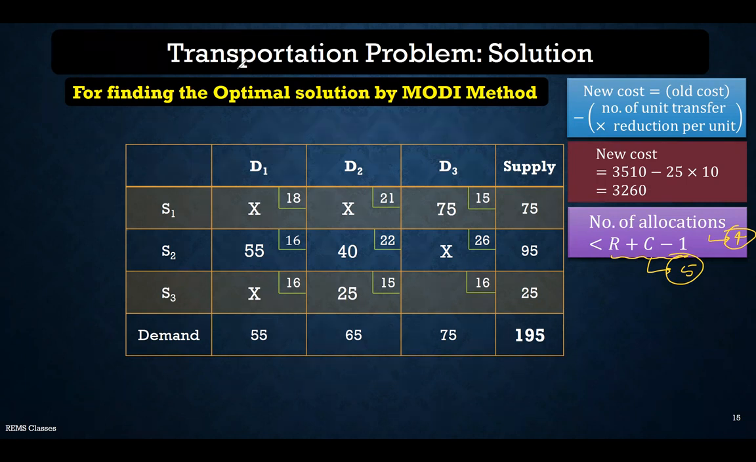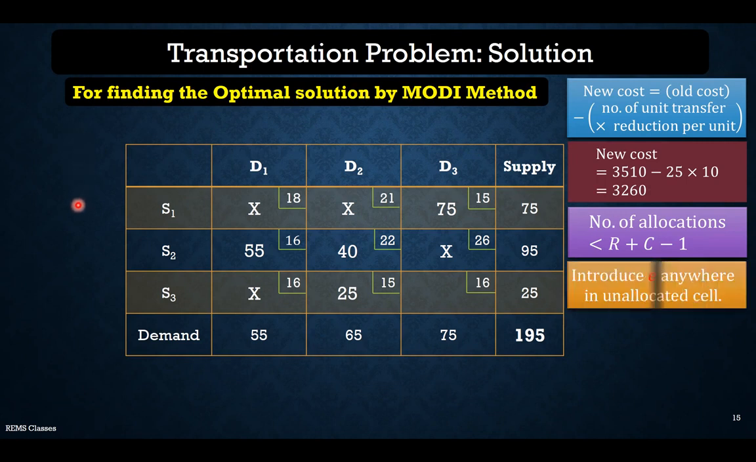How can we resolve the case of degeneracy? By giving some small allocation to an unallocated cell. So we are introducing E anywhere in an unallocated cell. We are introducing E over here. So now number of allocation is 5 and row plus column minus 1 is 5. So this is not a case of degeneracy, and we can apply the modified distribution method now.